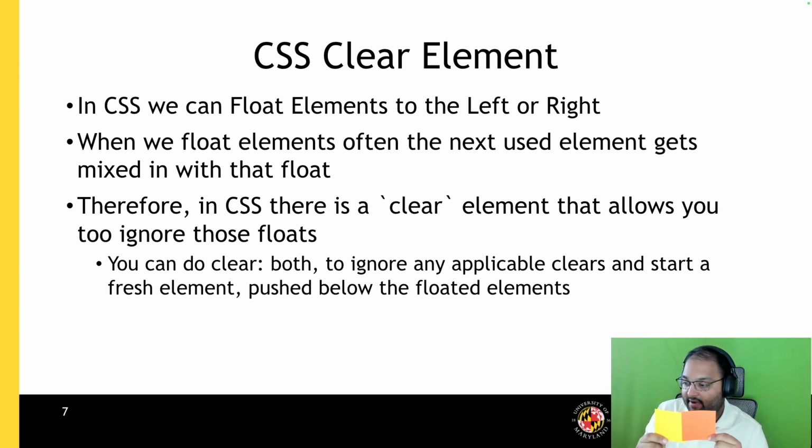But let's say what I wanted to do is I wanted one element to float left and one to float right. So then they would go to the aligned side. So float right, float left. What happens is, based on the size of the element, they'd float to one of the sides. Now the problem is when we float elements, often the next element gets mixed in with that float.